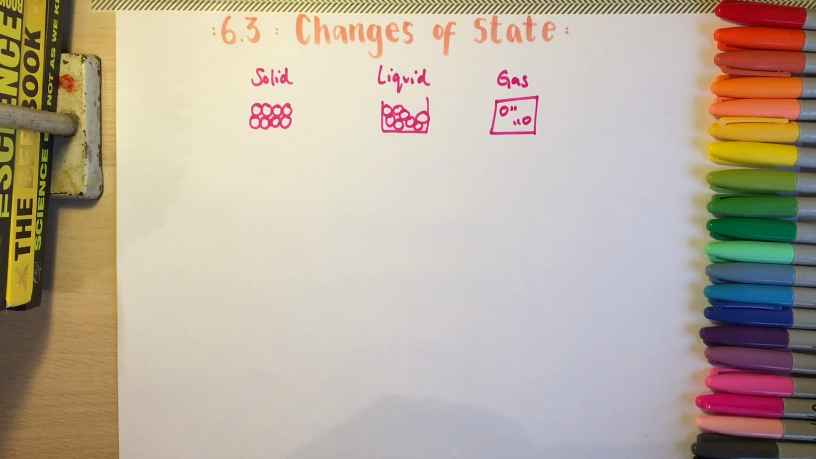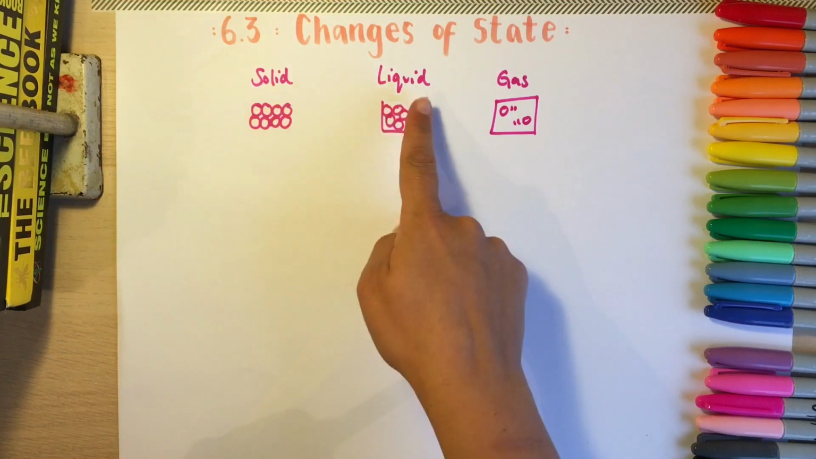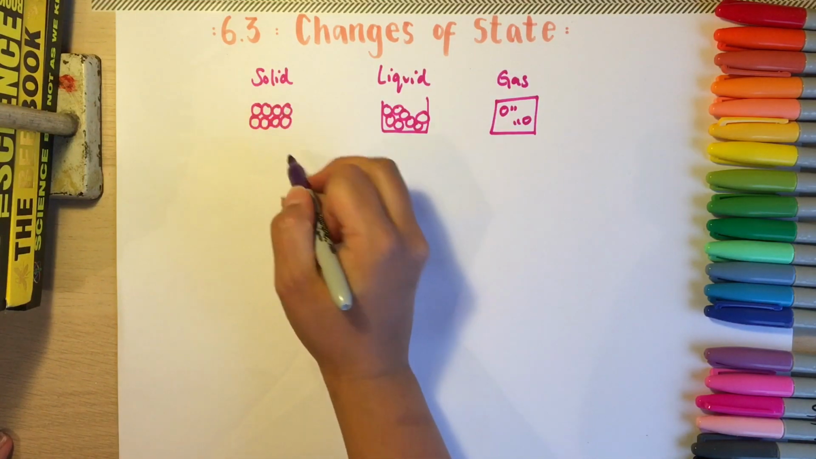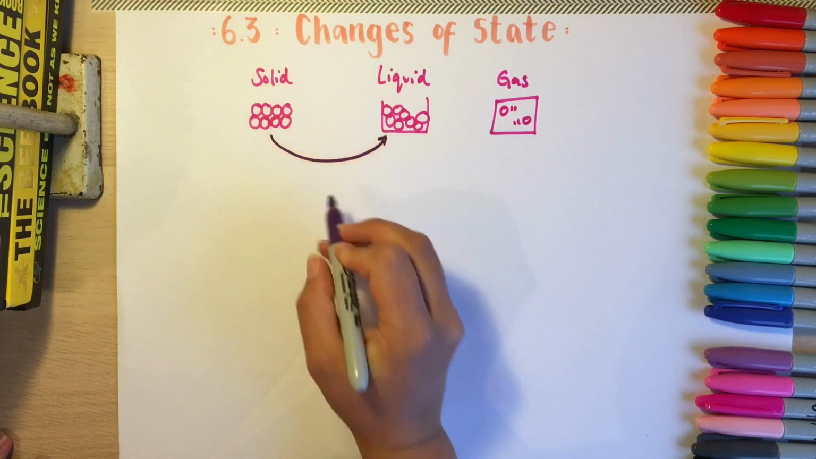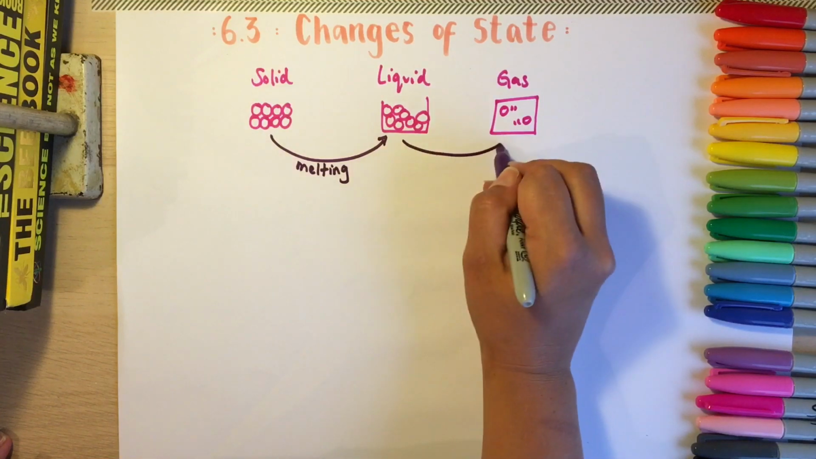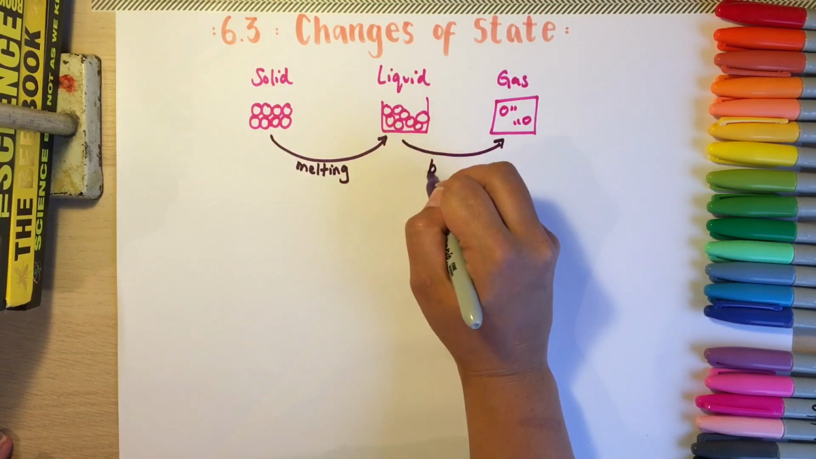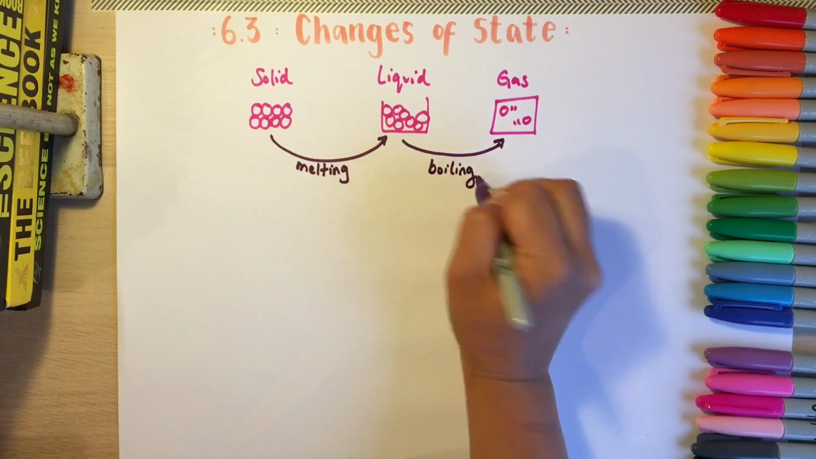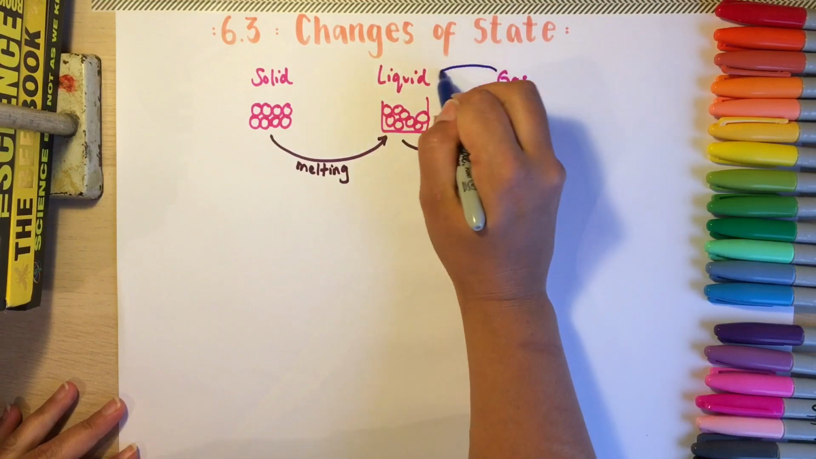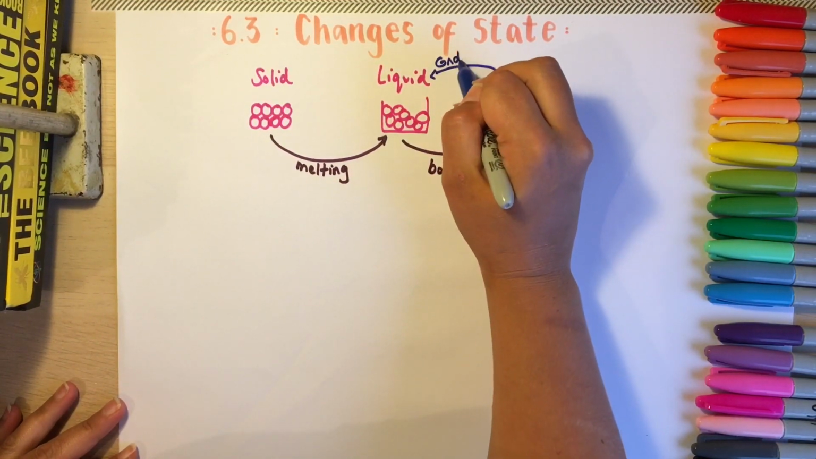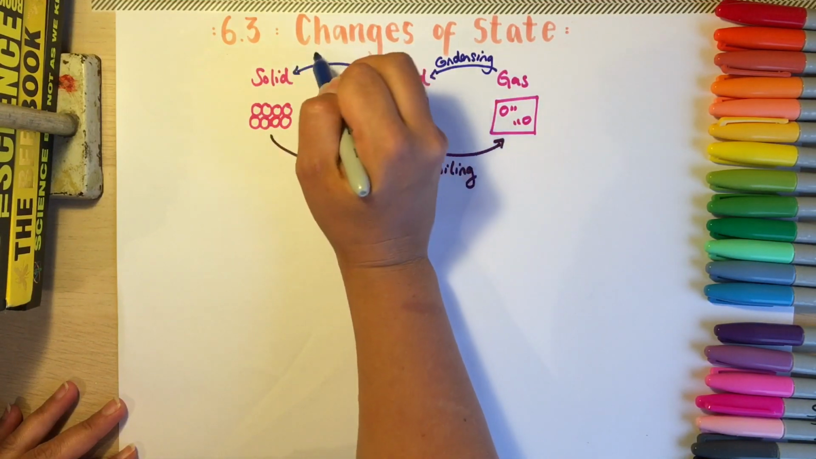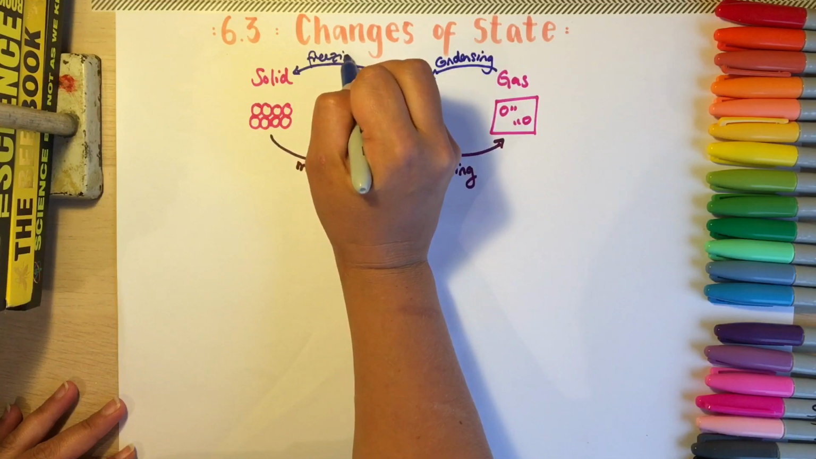So we might remember from year 7 that if we change from one state to another, those things have specific names. If we go from a solid to a liquid, then we call this melting. If we go from a liquid to a gas, we call this boiling. And if we go the other way, so from a gas to a liquid, is condensing. And a liquid to a solid we usually call freezing.